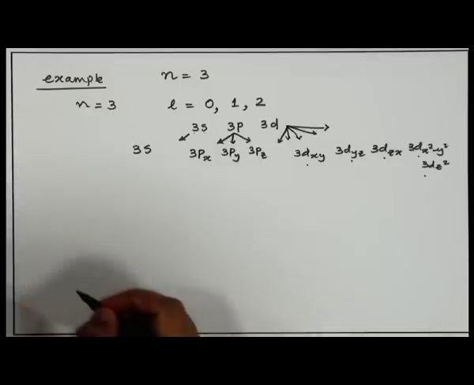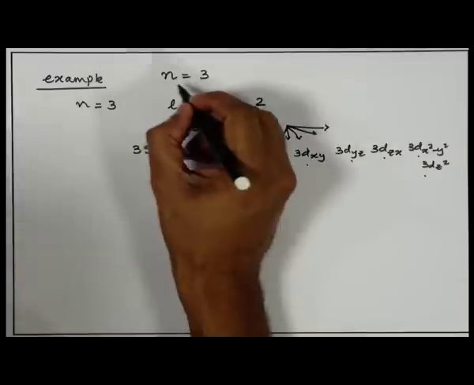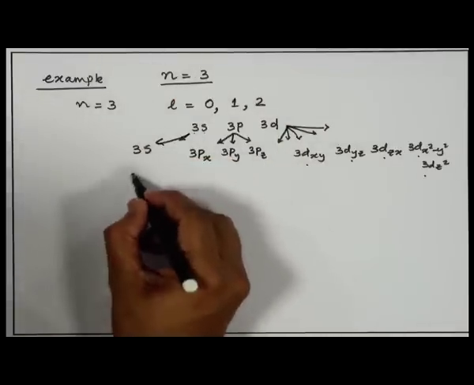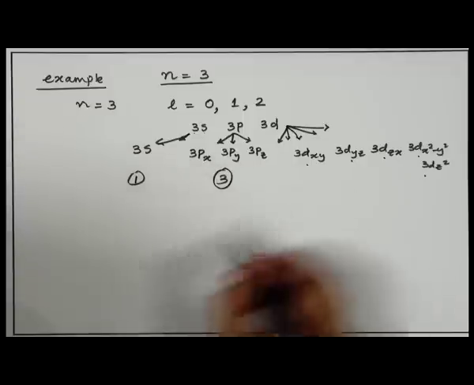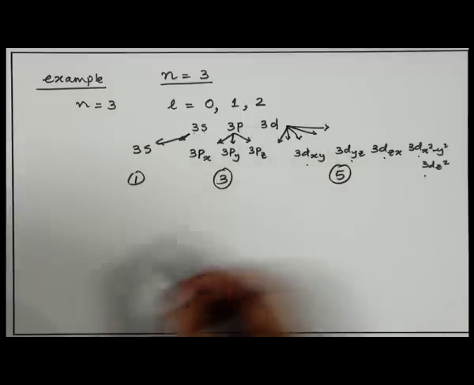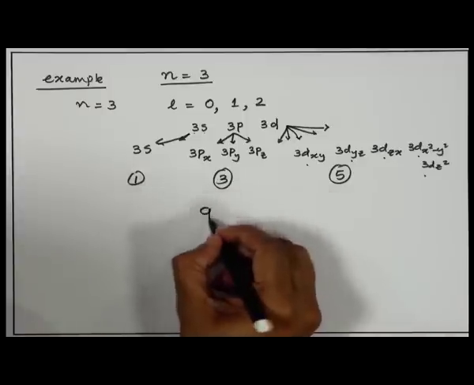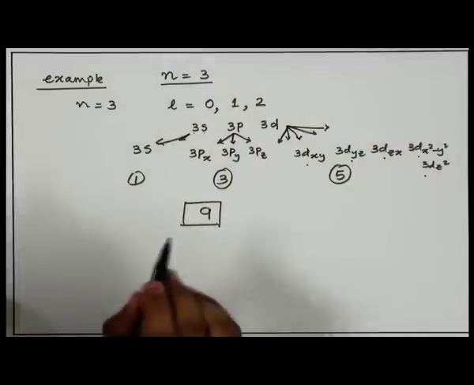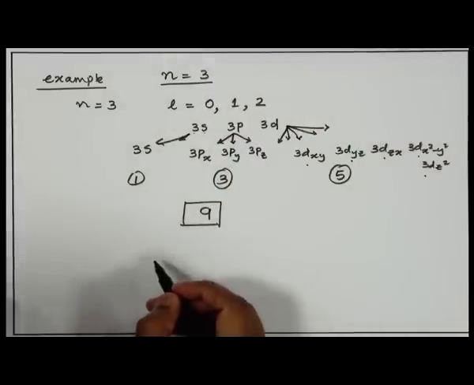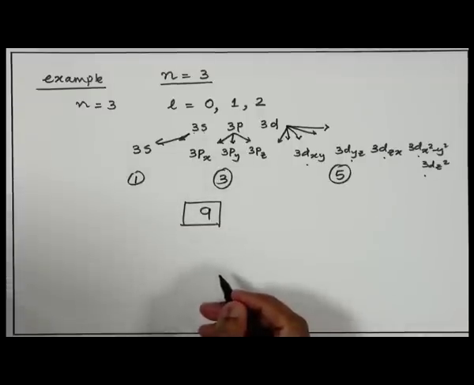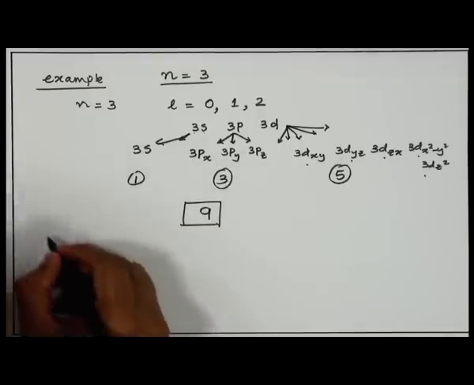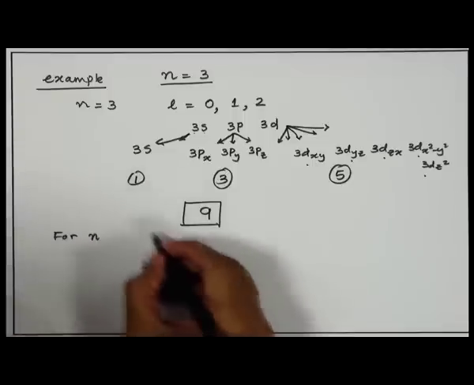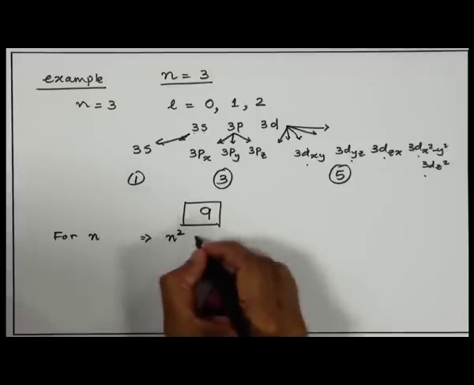So, if I count the number of orbitals corresponding to n equals 3, from 3s I got 1, from 3p I got 3, from 3d I got 5 orbitals. In total 1 plus 3 plus 5 is 9. So, I saw that when n equals 3, there exist a total of 9 orbitals. So, we can have a general rule that for principal quantum number n, there are n square number of orbitals.